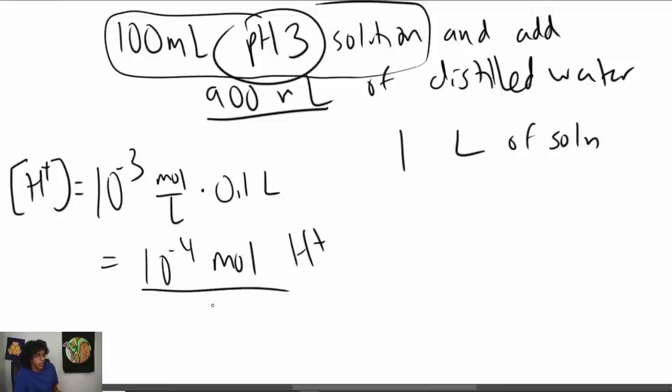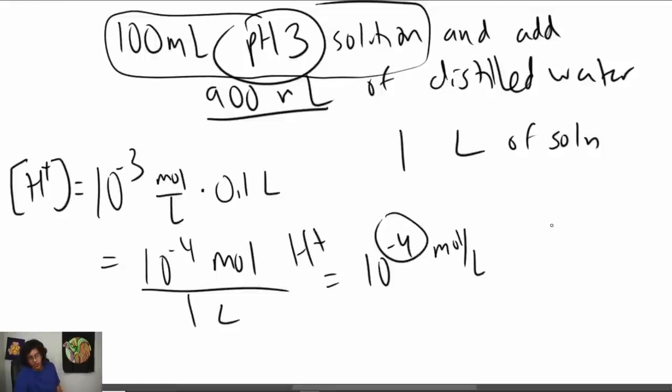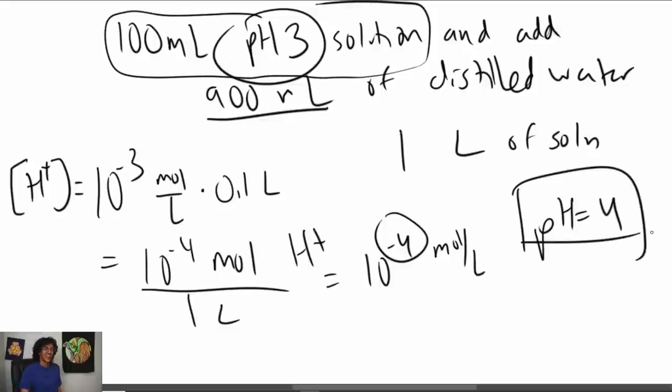So essentially, we divide by 1 liter. We get 10 to the negative 4 moles per liter. And we take the negative of the exponent to get pH is equal to 4. Hooray, we did it. Very nice.